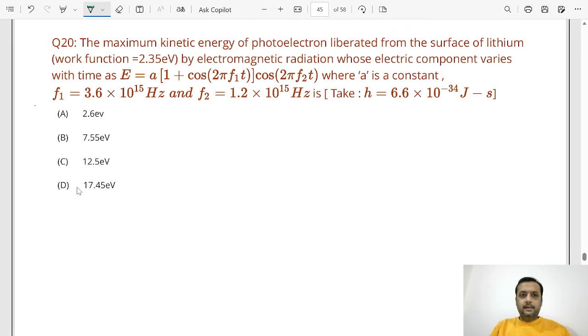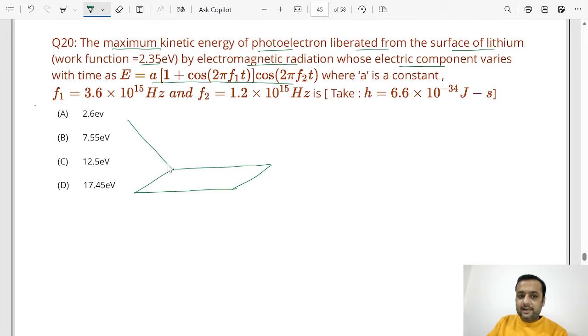All right, let us see this question. In this, we have the maximum kinetic energy of the photoelectron liberated from the surface of lithium, whose work function is given, by an EM wave whose electric field varies as given. We have to find the maximum kinetic energy. So let's first understand the question. Imagine that you have a lithium surface. The work function of lithium is given to you. Now here light waves are falling. EM waves are falling, and the electric field of these EM waves is given by this function.